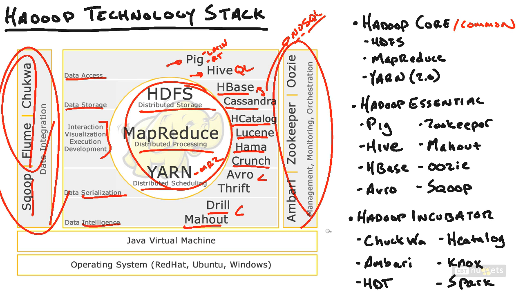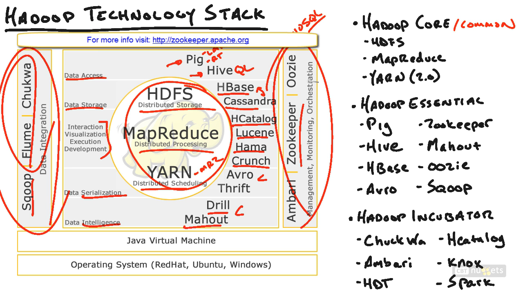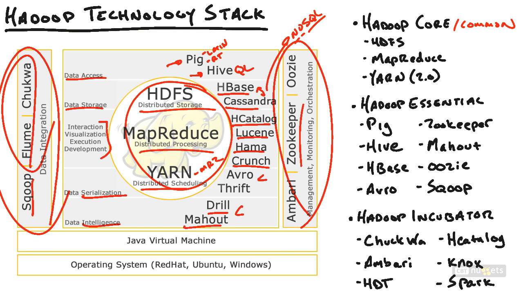Over on the right-hand side, we have tools for managing, monitoring, and orchestrating all the things that go on in our cluster. Zookeeper is a distributed service coordinator. So it's a way that we can keep all of these services that are running across our cluster synchronized. It handles all the synchronization and the serialization. It also gives us a centralized management point for these services.